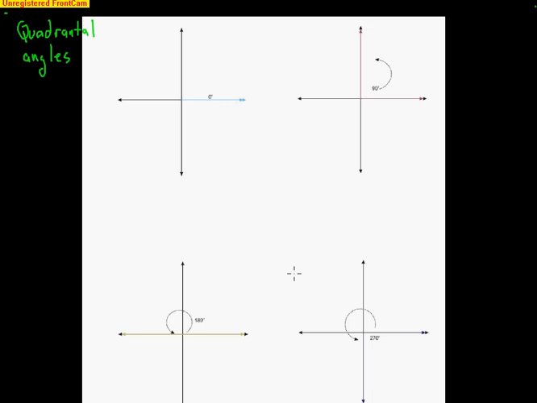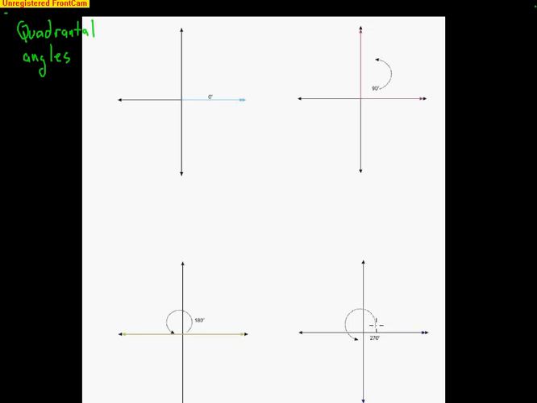They end on the x or y axis. So 0 degrees would be right here, okay? So you don't go anywhere, 0 degrees. 90-degree angle would go straight up to the 90 degrees. 180 would go all the way around to 180 degrees. And 270 would go all the way. So 90, 90, another 90 for the 270. We also have 360 degrees as a quadrantal angle.